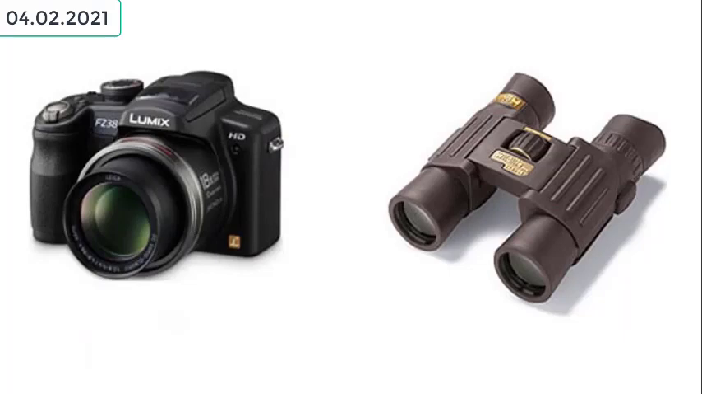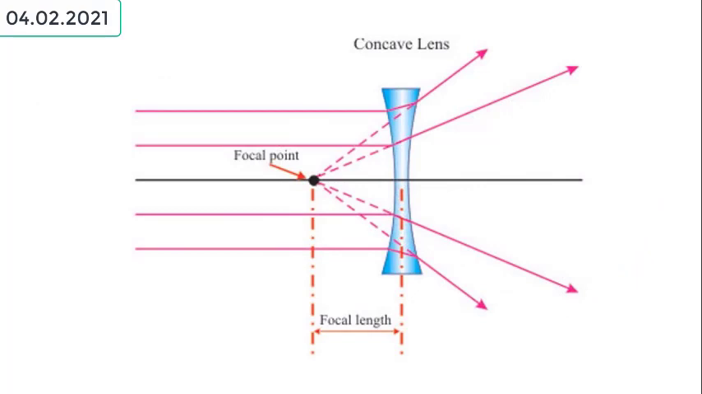Then comes concave lens, which is also called diverging lens. Concave lens is a lens which is thinner in the middle than the edges. A parallel beam of light falls on a concave lens. After passing through the concave lens, the rays of light are diverging or spreading out, as you can see in the image. That is why we call it diverging lens also.